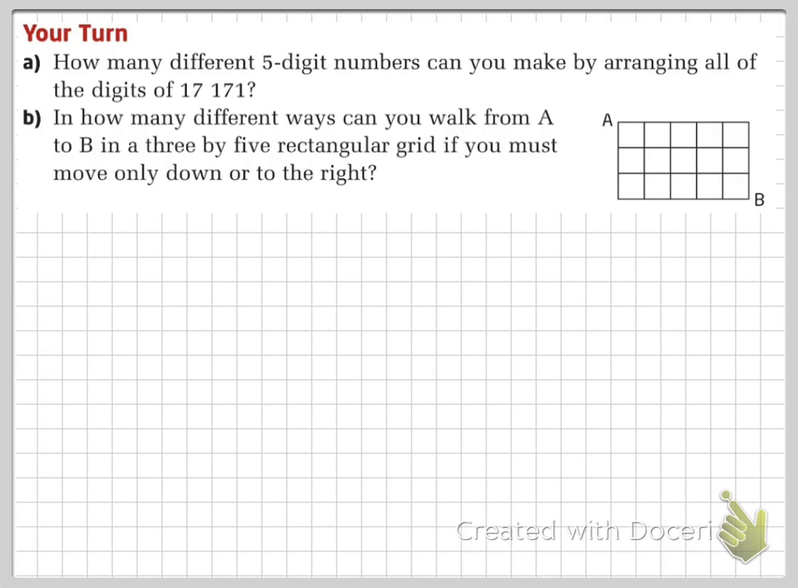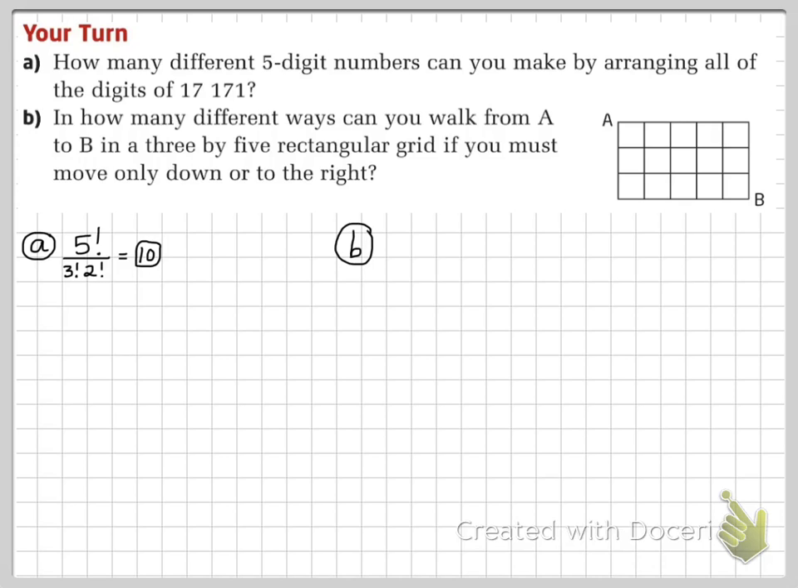Here we are in your turn. How many different 5-digit numbers can you make by arranging all of the digits of 17171? Well, in A, first of all, there's 5 digits, so that would be 5 factorial, and it would have to be divided by 3 factorial, because there's 3 ones, times 2 factorial, because there's 2 sevens. And if you put that in your calculator and evaluate it, you're going to get 10.